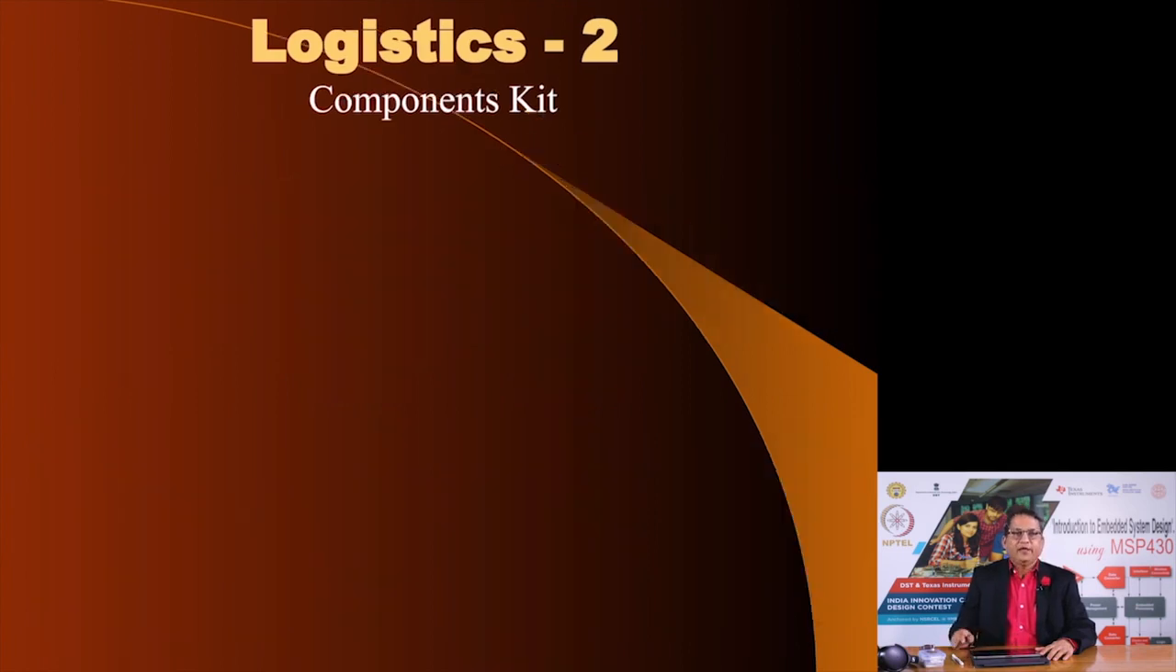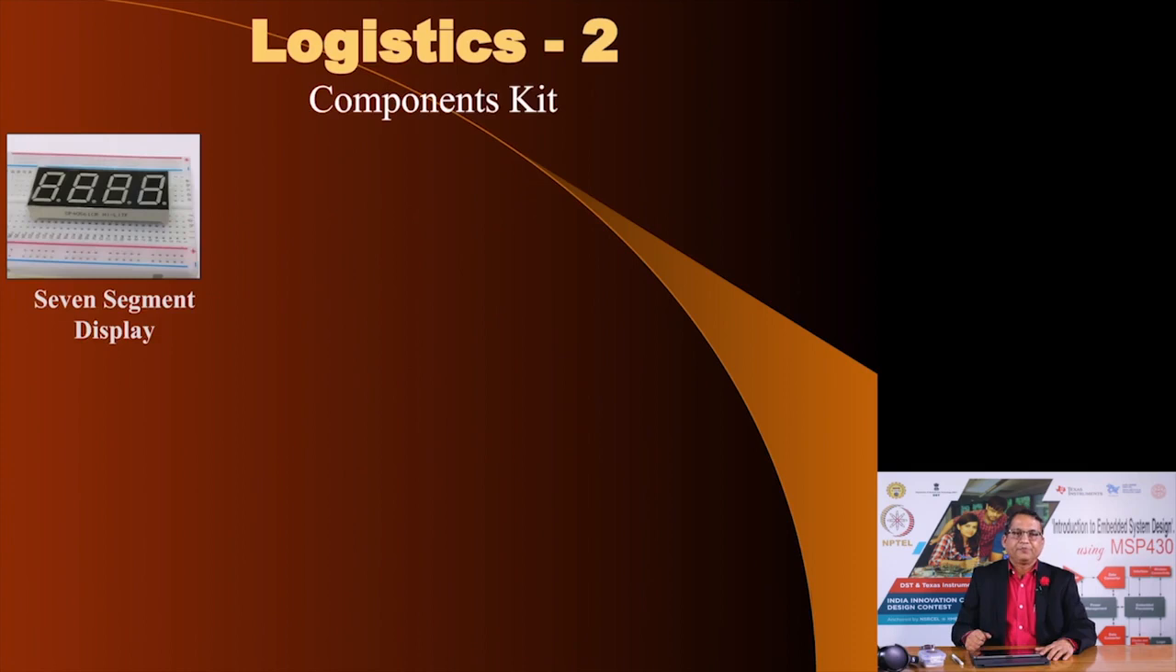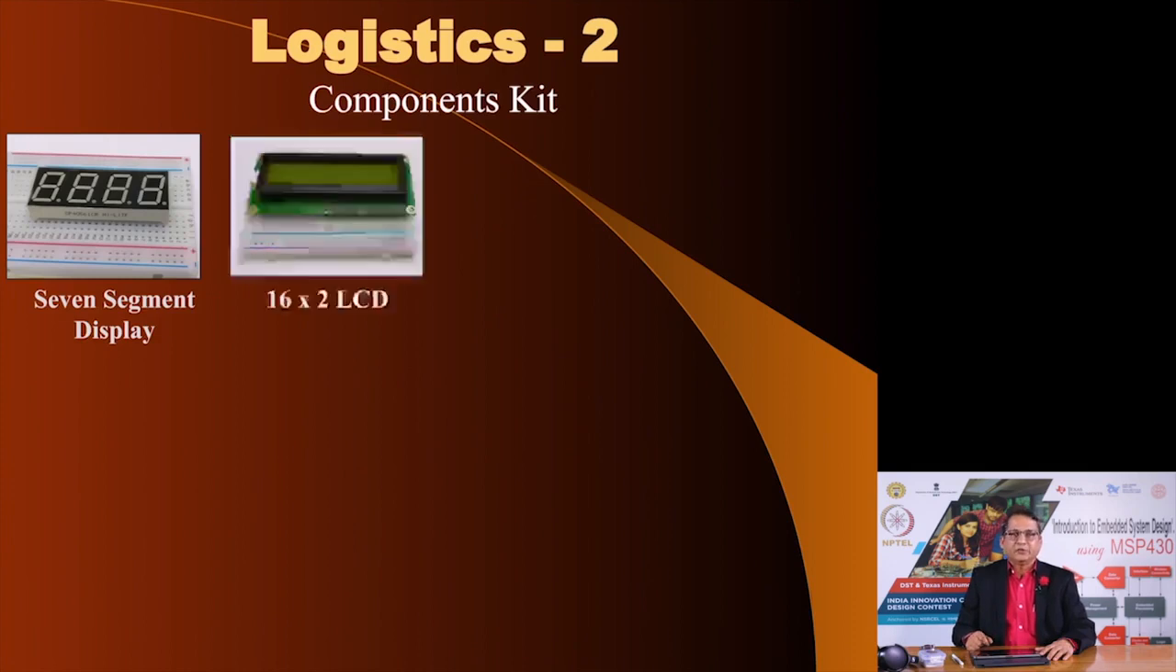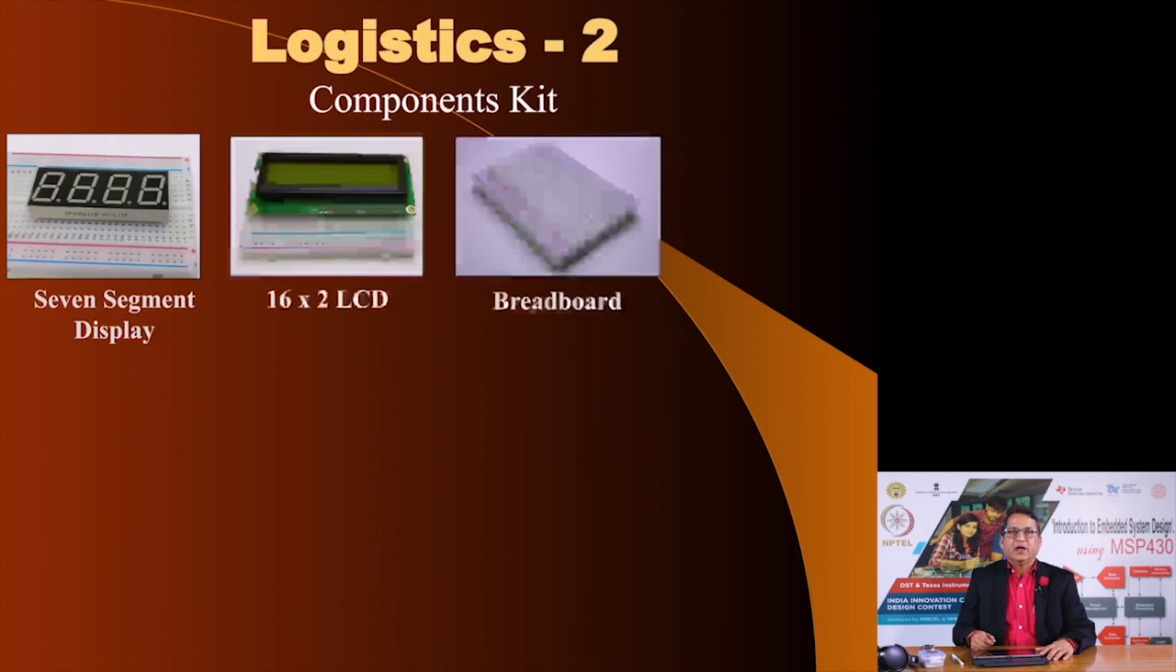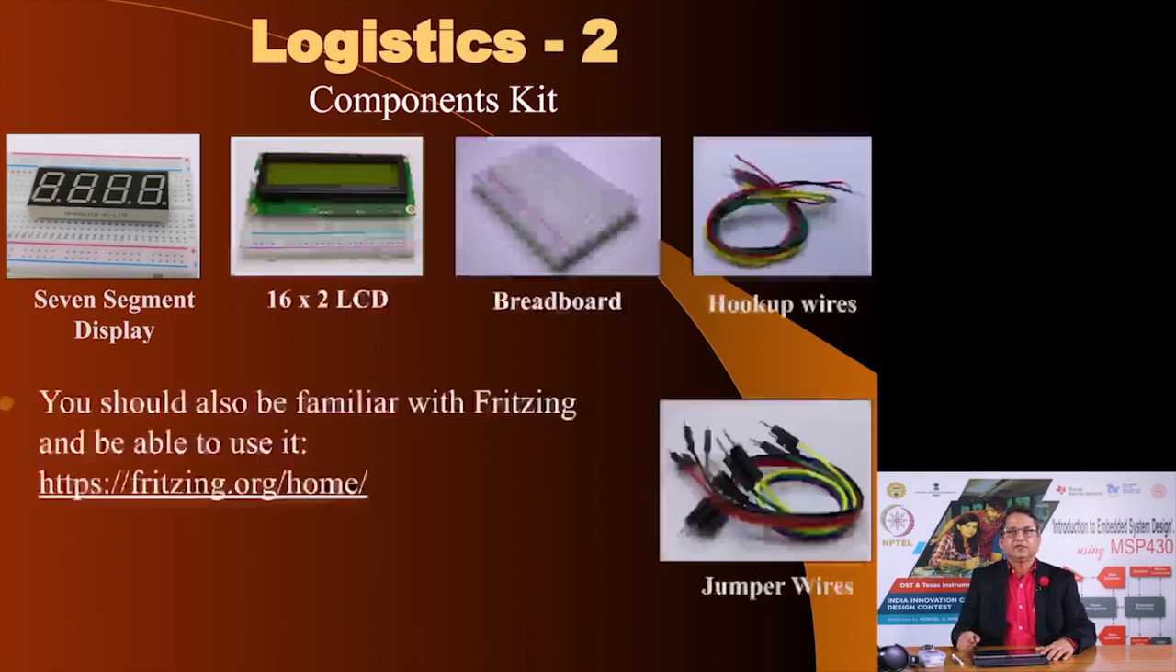Besides that, we would like you to have a 7 segment display, a liquid crystal display, a breadboard on which to fabricate these circuits, and also hookup wires and jumper wires. Beyond these, we expect you to be aware of what is called Fritzing. Fritzing is a freely available software with which to create wiring diagrams.